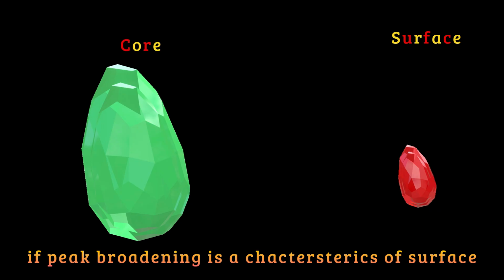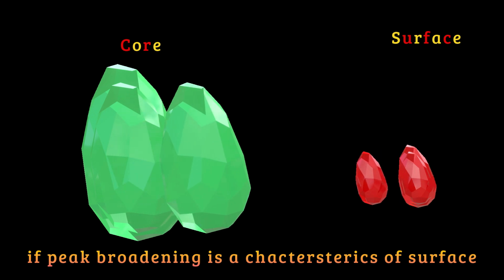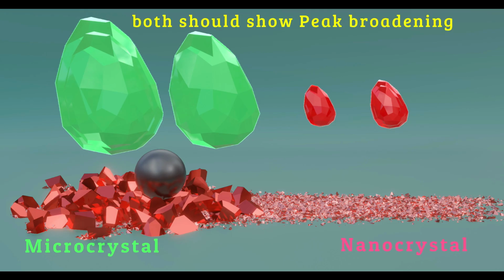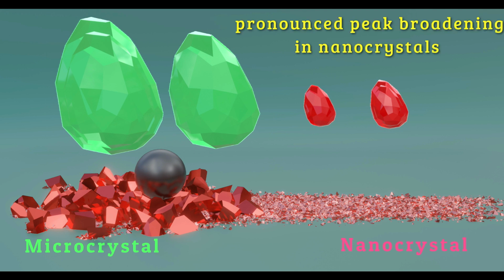If peak broadening is just a characteristic of a surface, then both microcrystal and nanocrystal should show peak broadening as both have surfaces. But what we observe is a pronounced peak broadening only in nanocrystals.